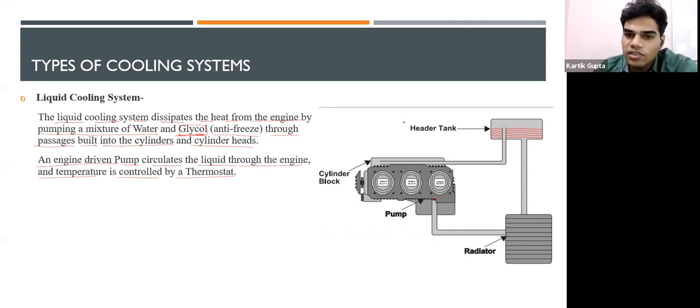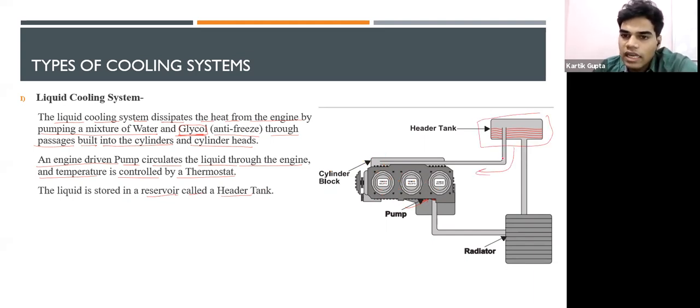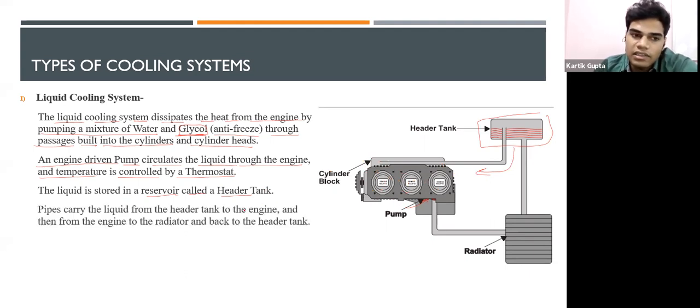Let's discuss what is present in this picture. This is our cylinder block in which we have the piston engines. This is the pump you can see here, it's hidden here. The liquid is stored in a reservoir called the header tank. So liquid is present here. Due to gravity itself, it will go into the individual cylinder tanks. Pipes carry the liquid from the header tank to the engine and then from the engine to the radiator and back.